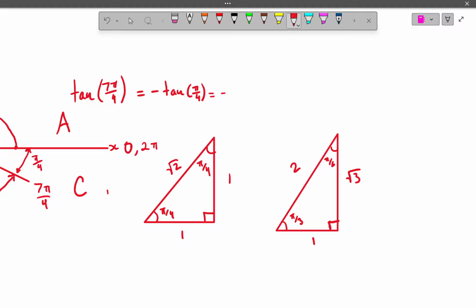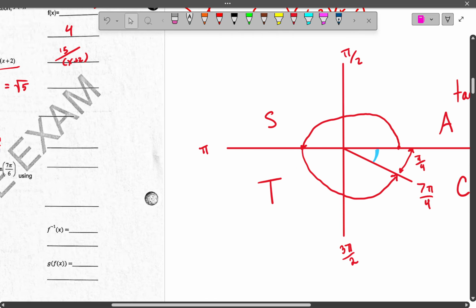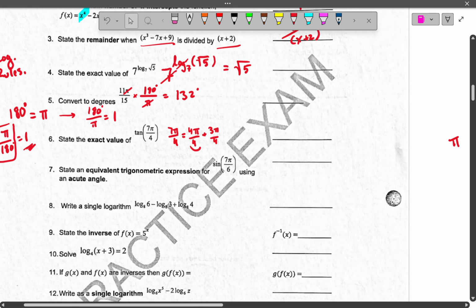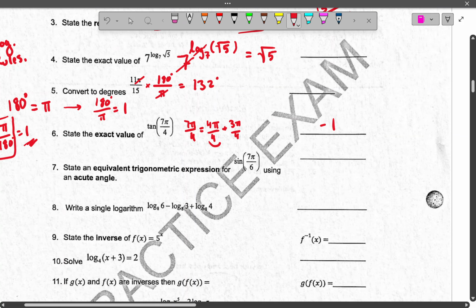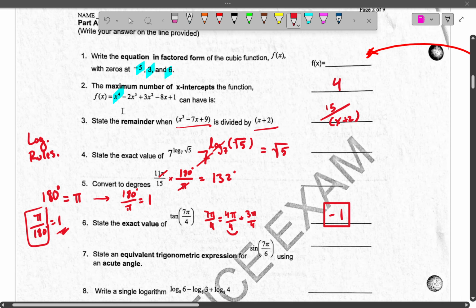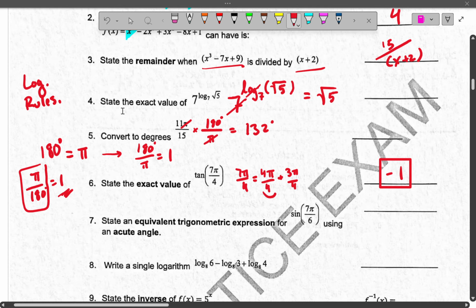for tangent, if you remember SOHCAHTOA, tangent is opposite, so opposite of our angle is going to be 1, divided by the adjacent, or what's right beside us, 1. So it's going to be negative 1 over 1, or negative 1. That's our final answer here for question number 6. So the exact value here is -1. That's your answer. I'll just mark for ourselves the ones that we finished.